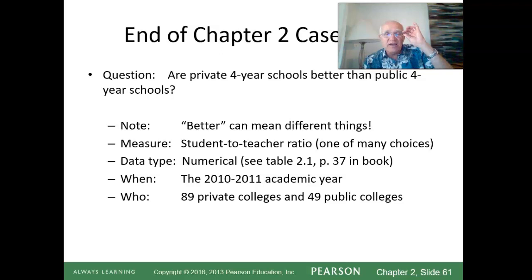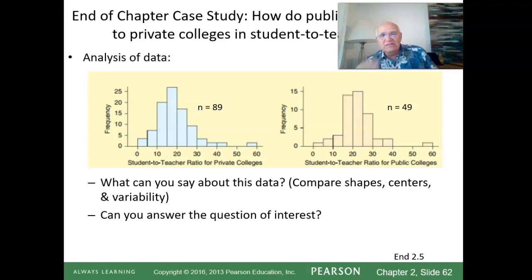So in this particular case, we have a single academic year, 2010-2011, and they looked at 89 private colleges and 49 public colleges. What is plotted here are the histograms of the student-to-teacher ratios for those 89 private colleges and the 49 public colleges. So what do you say here?